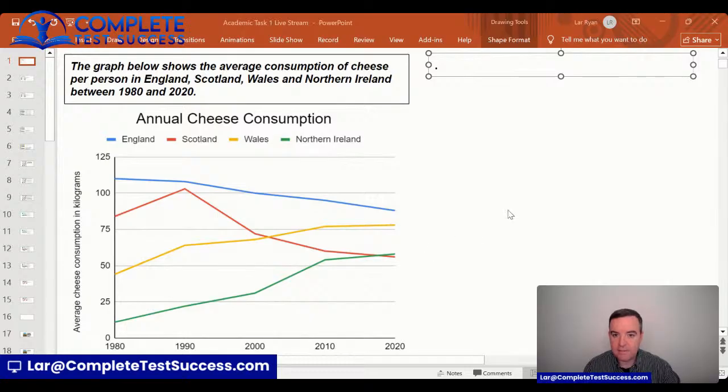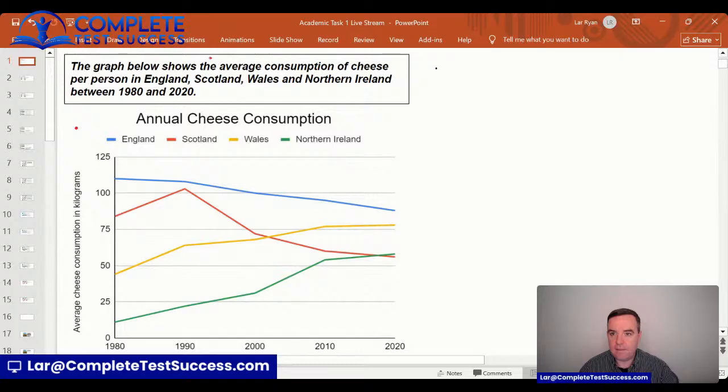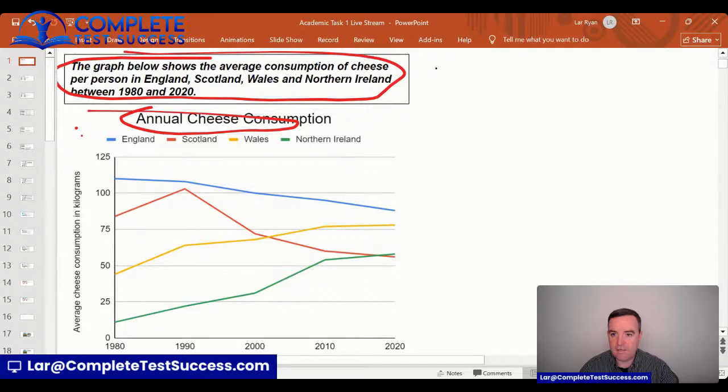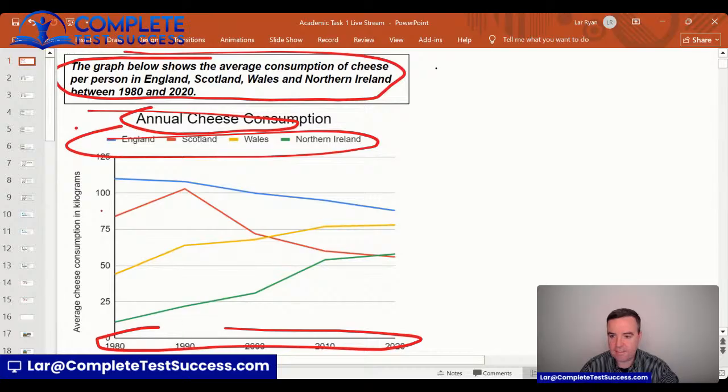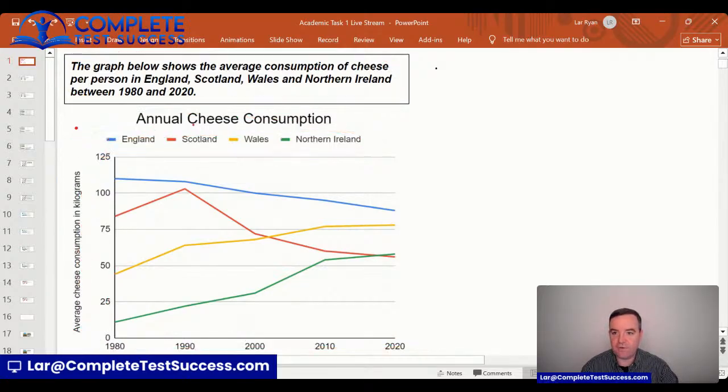Here is the question. And obviously, step 1 is to look at the question carefully. The thing about task 1 is there are different pieces of information scattered around the page or the screen, whether you're doing paper-based or computer-based. You've got the question statement at the top. You've got the title. You've got the key. You've got the information along the x-axis and the y-axis, and then you've got labels for the x and y-axis. So basically, there's just lots of information scattered around.